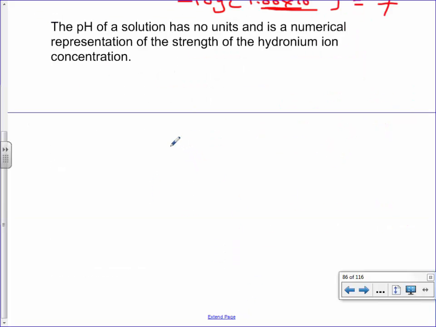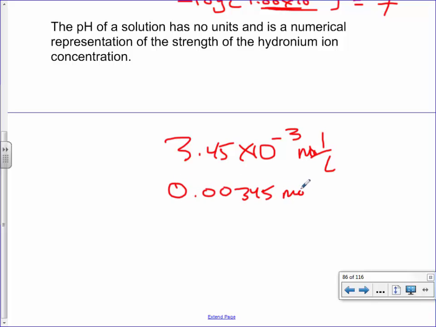Why don't I do another example then? Let's say I gave you a solution that was 3.45 times 10 to the minus 3 moles per liter. But before I go on, what sort of pH do you predict this is going to be? Acid, base, or neutral? It's going to be an acid. Write this number out. This number would be 0.00345 moles per liter. How does that number compare to 0.0000001 moles per liter? Bigger or smaller? Way bigger. Exponentially bigger, actually.